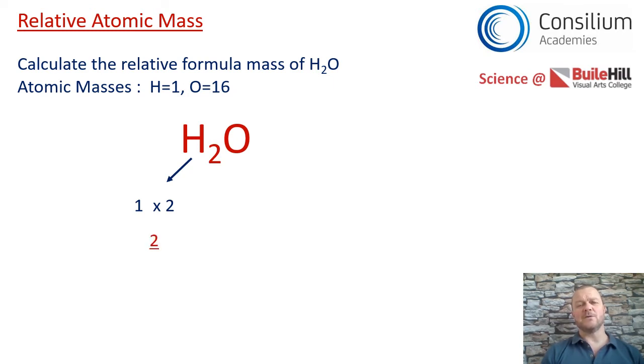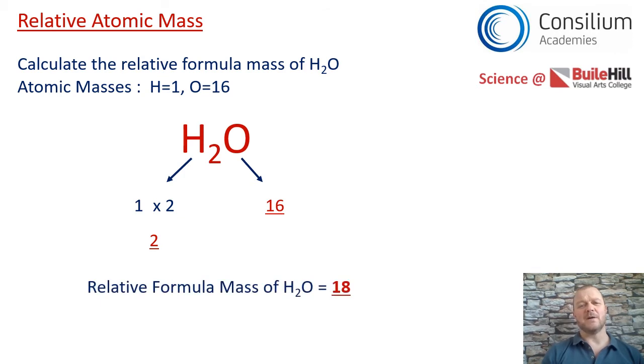And for O, there is no number after the O, so that means there is only one atom involved. So O equals 16. I've underlined both numbers and that allows me to keep track of what I'm going to add up at the end. So I've got 2 and 16, so therefore the relative formula mass of H2O is equal to 18.